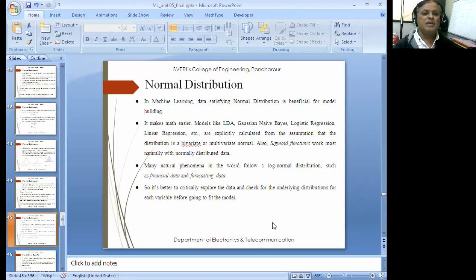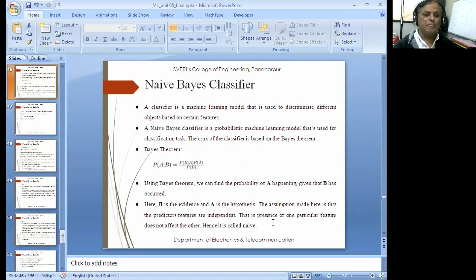Many natural phenomena in the world follow a normal distribution, such as financial data and forecasting data. So it's better to critically explore the data and check the underlying distribution for each variable before going to fit the model. So this is all about the normal distribution.